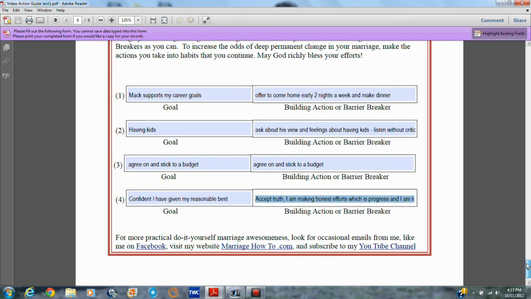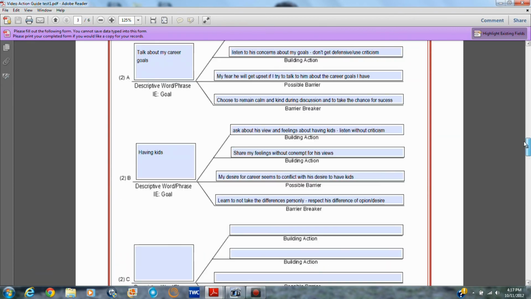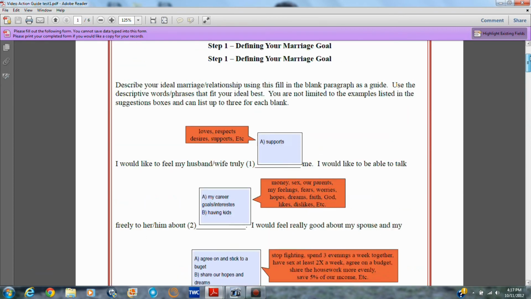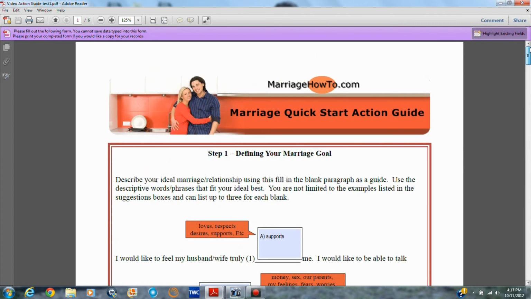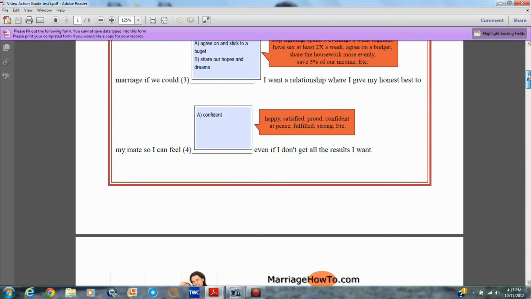So I hope that this specific example of Samantha will show you how you can use this action guide to develop your own 4-point immediate action plan and get you started as quickly as possible on positive change in your marriage.